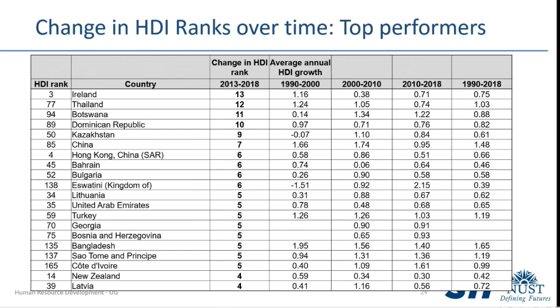Over time, how many places has a country jumped? This is 2013 to 2018, these are the top performers. Ireland has jumped 13 places in 5 years. Thailand 12 places, Botswana 11 places. Some of the familiar countries here for Pakistanis: Bangladesh has jumped 5 places in 5 years. That's a very good achievement. The annual growth rate in HDI for Bangladesh is 1.95%. That's a good number.